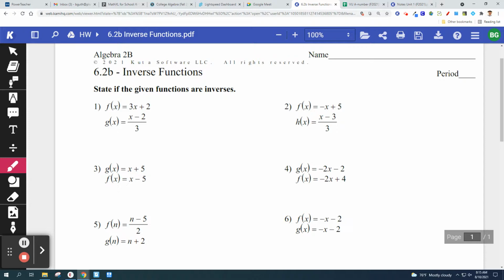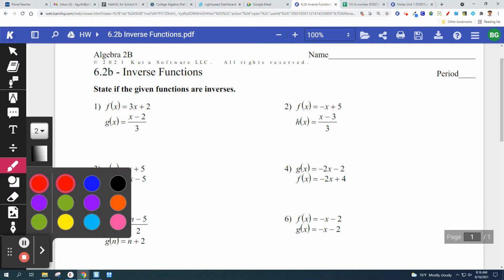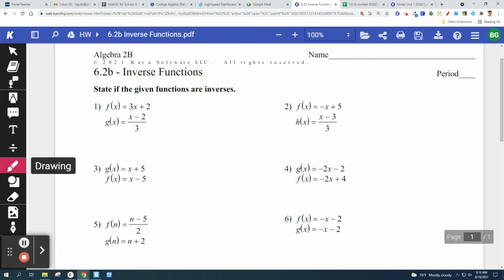Now, what you could do, I suppose, is find the inverse of f of x, and if it happens to match g of x, then yes, they are inverses of each other. So that's one thing that you could do. But the actual way that you're supposed to do it is different.